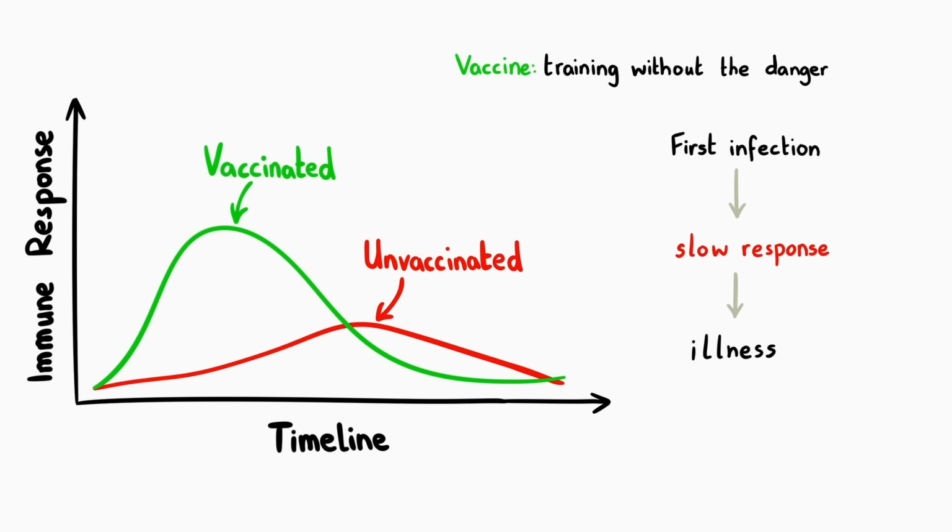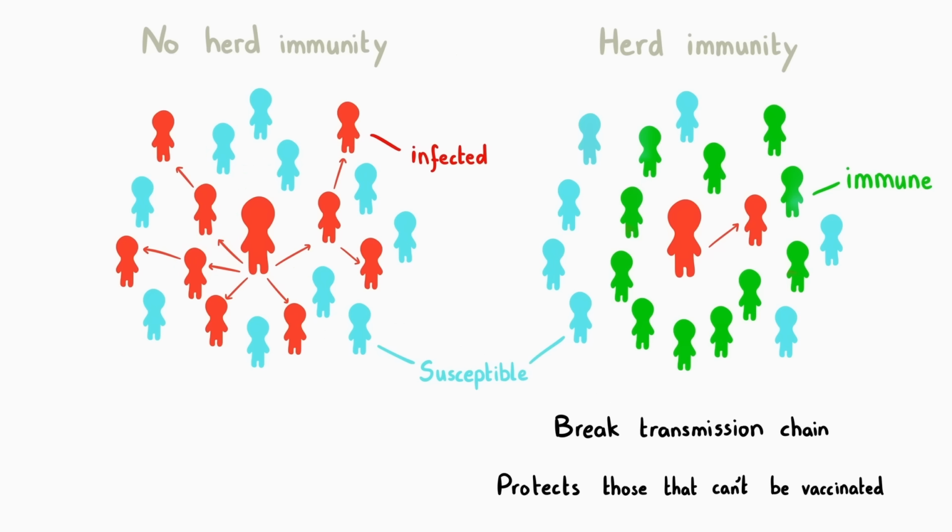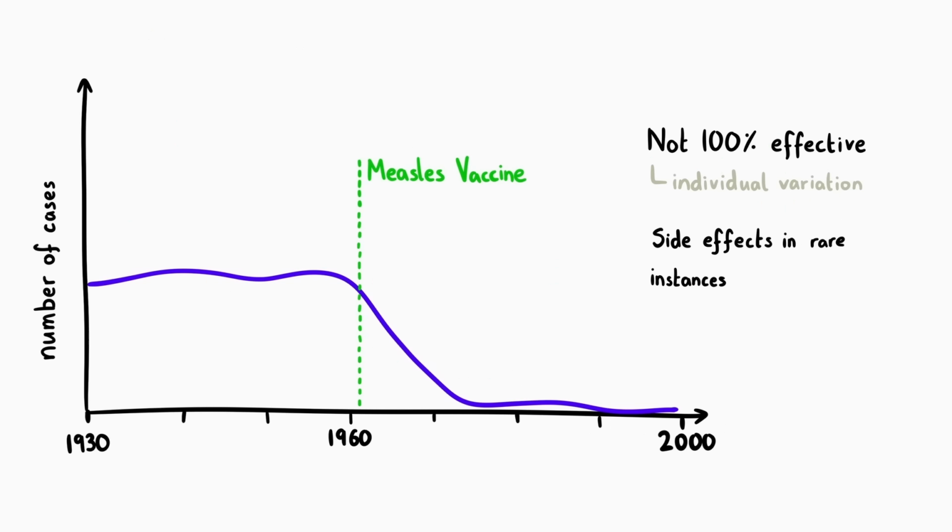Let's begin by going over exactly what we'll cover in this video. First, we'll examine how vaccination works to protect individuals from disease. Next, we'll look at how vaccinating a large portion of the population helps reduce the spread of pathogens. Finally, we'll discuss some of the benefits and limitations of vaccination programs.